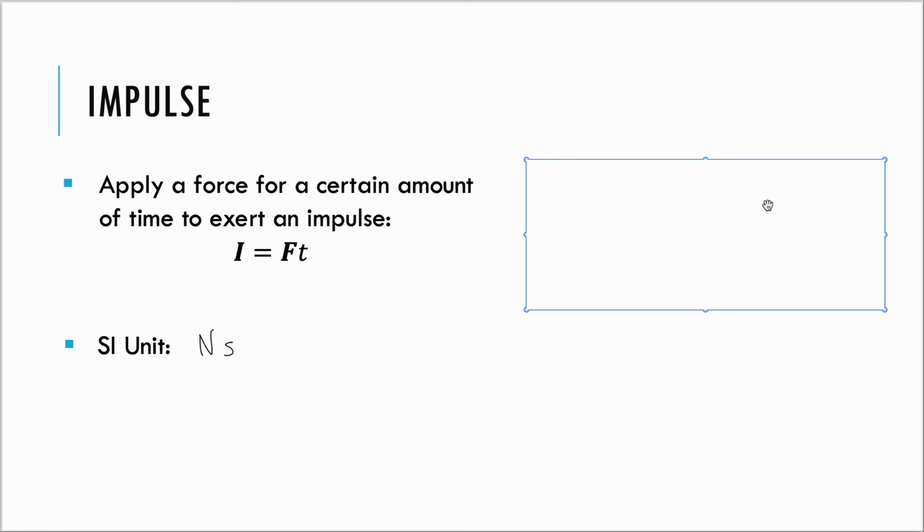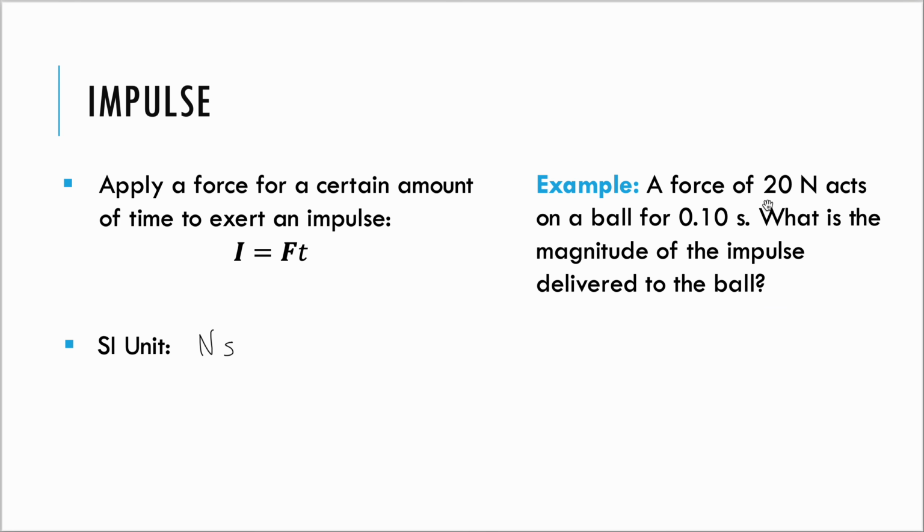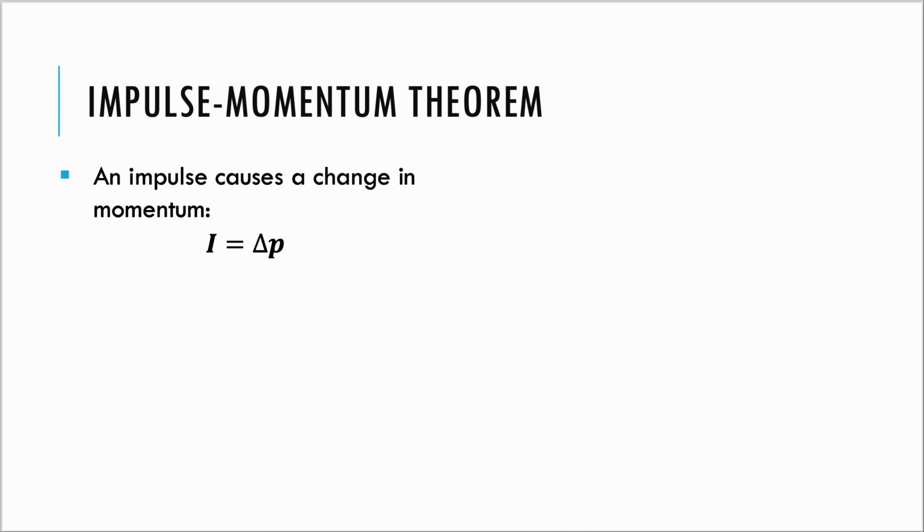Let's look at an example. A force of 20 newtons acts on a ball for 0.1 seconds. What is the magnitude of the impulse delivered to the ball? So all we have to do is multiply the force and the time. So 20 times 0.1. That's going to give us 2 newton-seconds. It was asking for the magnitude of the impulse, so we don't have to worry about a direction.